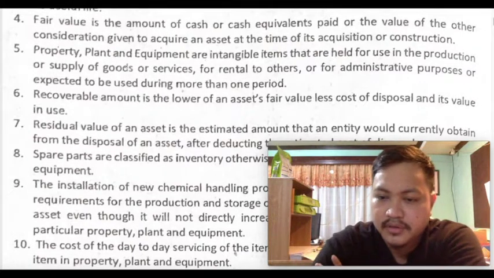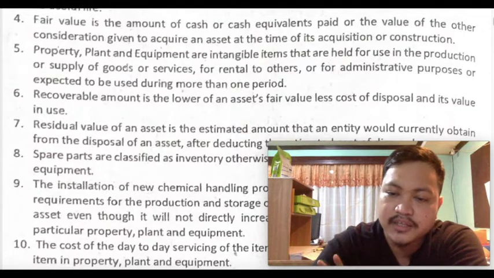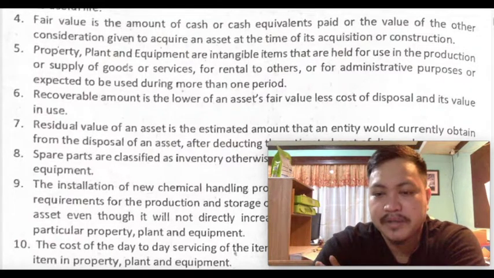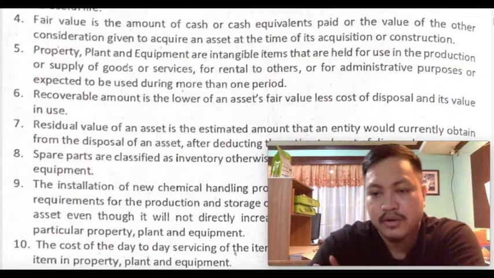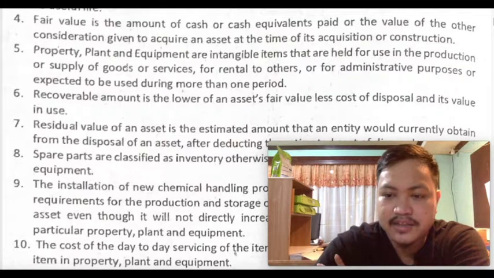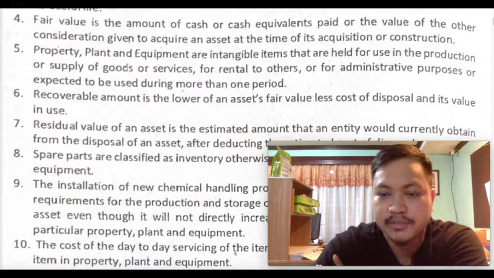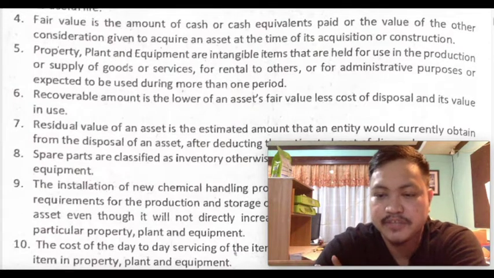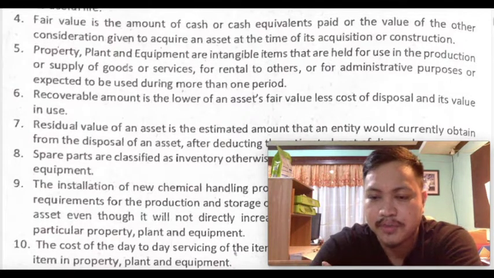And third is that the expected use of the asset must be for a period longer than 1 year. Even if the asset is tangible, even if the asset is expected to be used in production, for rental, or for administrative purposes, if its expected useful life is only 1 year or less, then it should not be reported as a property, plant, and equipment. If it's only for less than 1 year, then it can just be reported as part of your supplies.